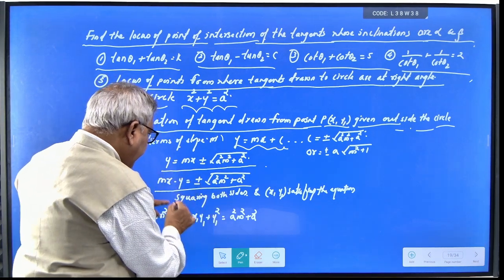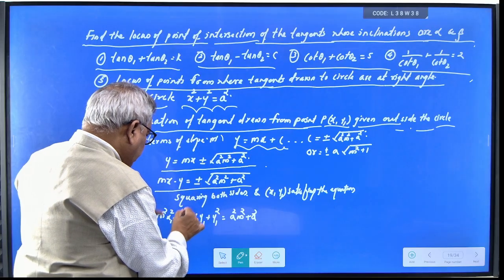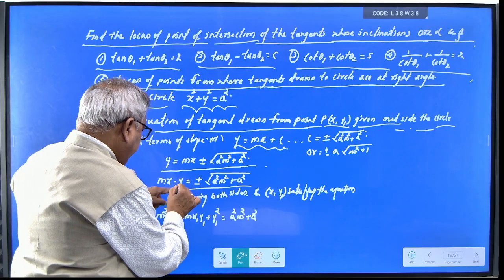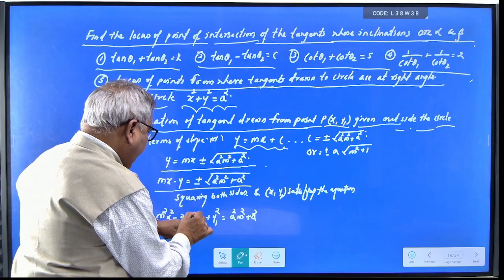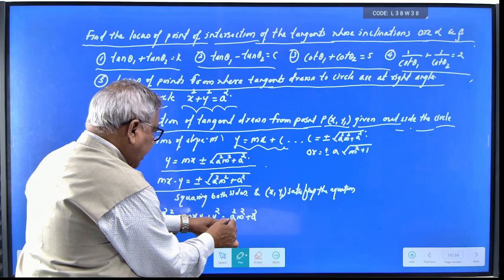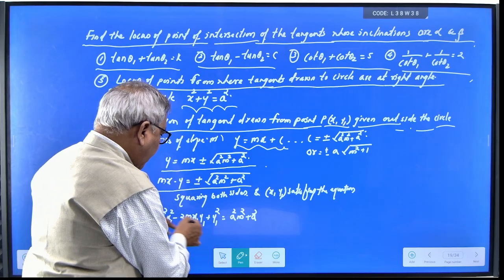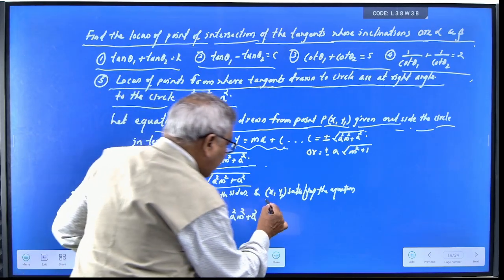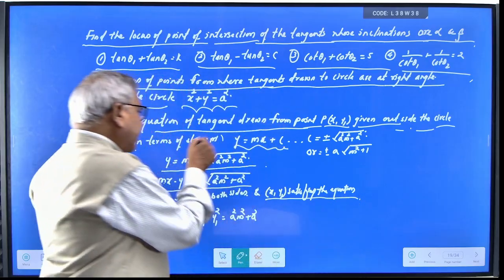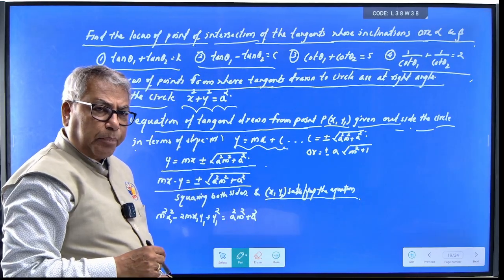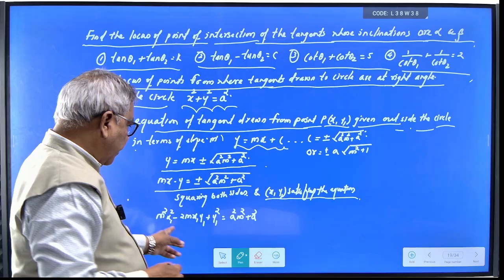Squaring both sides, so remove the root: (m x1 minus y1) whole square, that is m square x1 square minus 2m x1 y1 plus y1 square, is equal to a square m square plus a square. Why have I substituted x1 y1? Because tangent is drawn through that point, therefore the coordinates satisfy the equation.